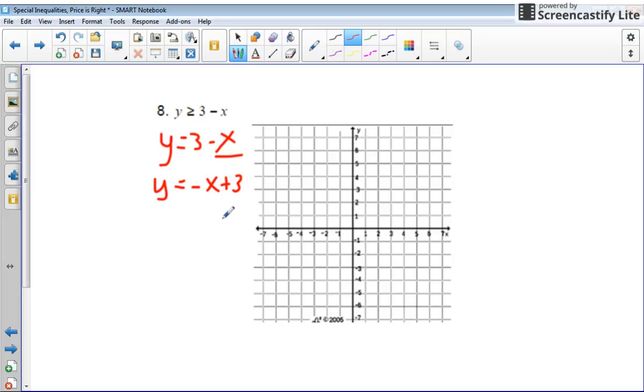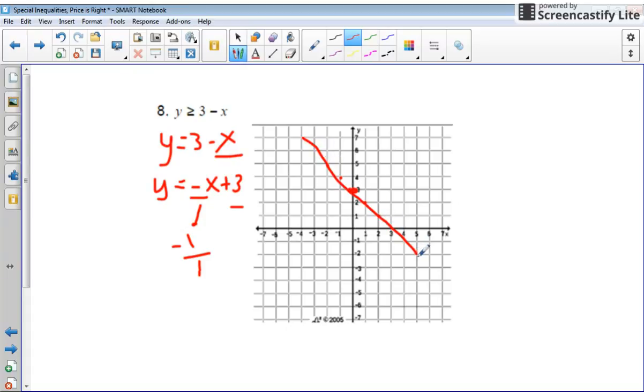when we graph this, we're going to graph it just like a linear equation. We're going to start with our y-intercept, which is 3. And then we're going to use our slope, which, the negative sign goes with the coefficient of 1, and the slope of negative 1 is the same as negative 1 over 1 as a fraction. Got to have it as a fraction, which means go down 1, right 1, down 1, right 1. Or you could go up 1, left 1, up 1. And what you end up getting is a line.